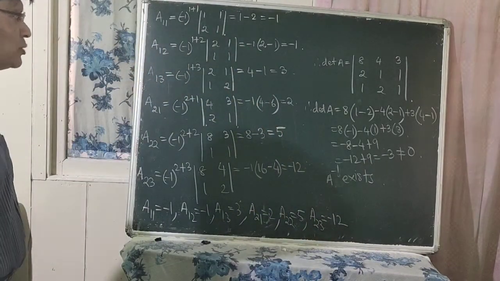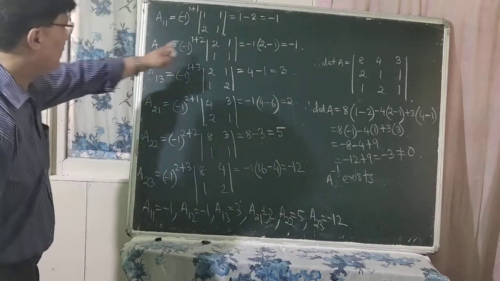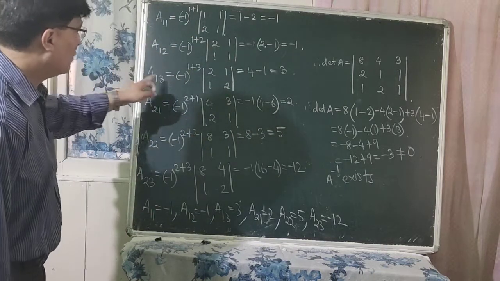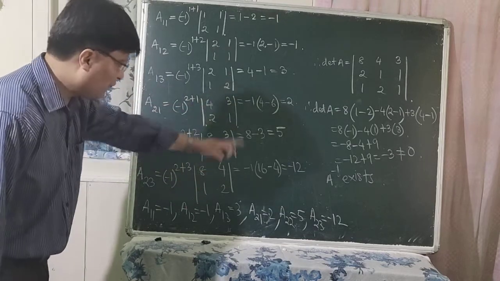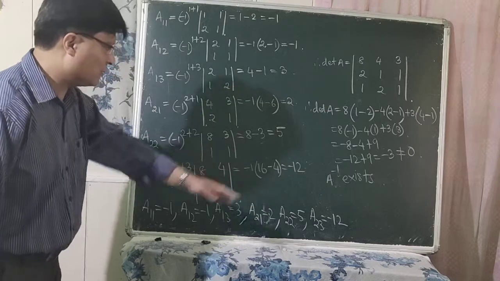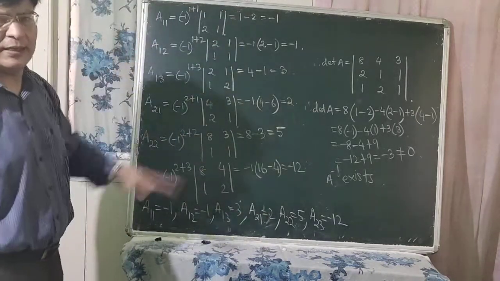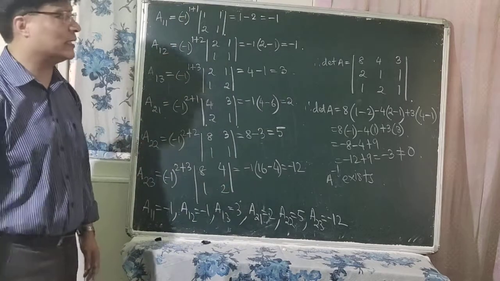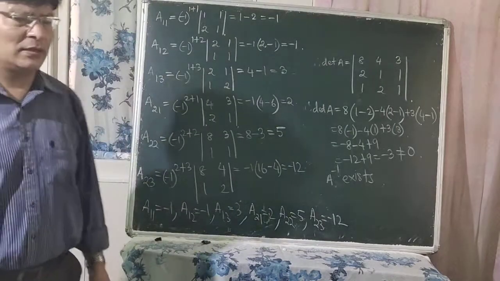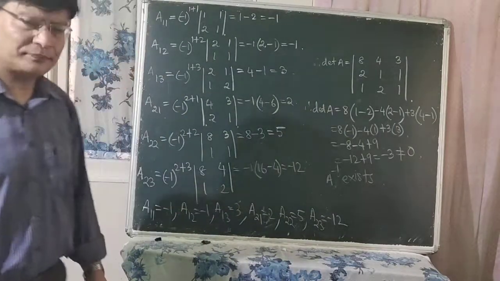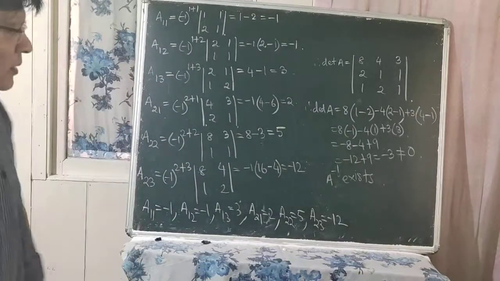So let us check it once again here. What is A11? Minus 1. A12 minus 1, A13 3, A21 is 2, A22 5, A23 that is minus 12. I have written it here because I have to rub it, then only I can write it here. So that's why I have written here. No need of writing in your copy, this one. Okay.